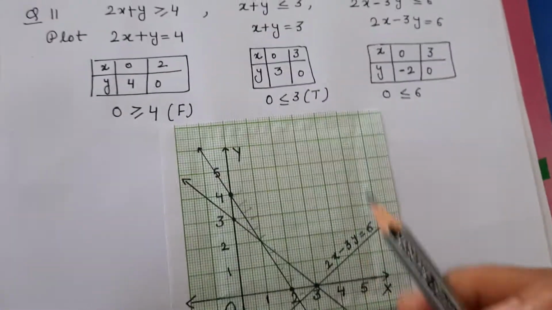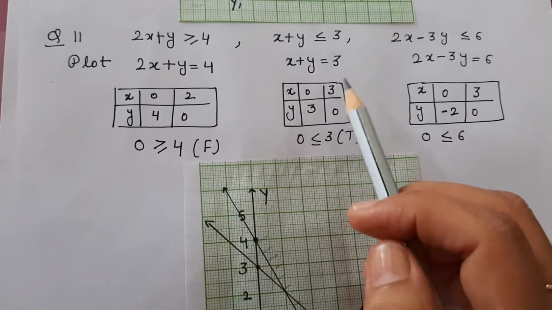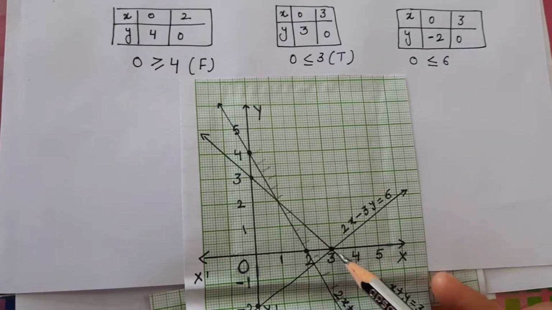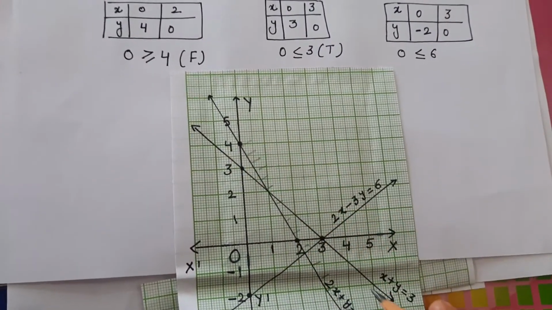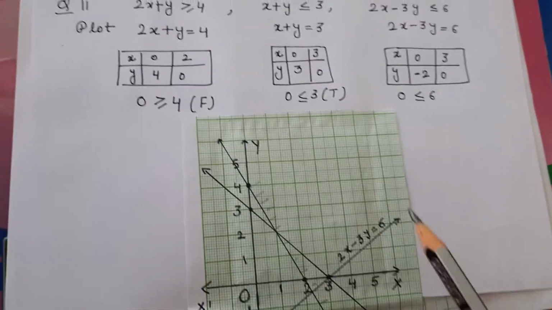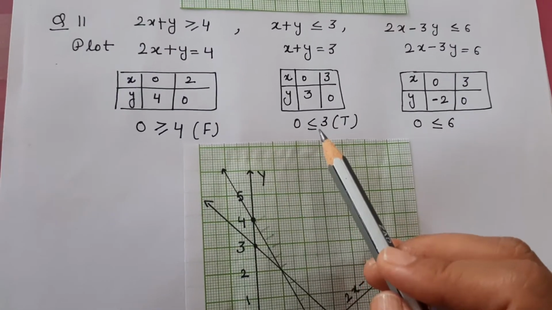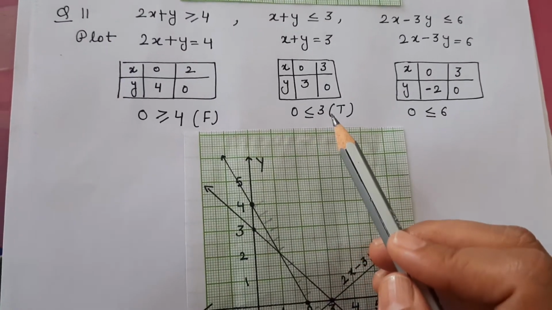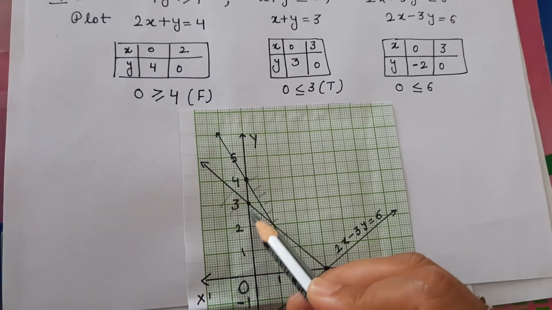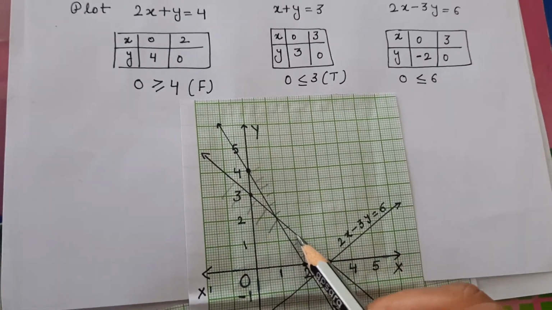Then come to second line. This is x plus y equal to 3. The points are simple. x0, y3. Look here. y0, x3. So join these points and you have the line x plus y equal to 3. Also find its shaded region. If you put origin, 0 less than or equal to 3. True? If it is true, the region will be towards the origin.